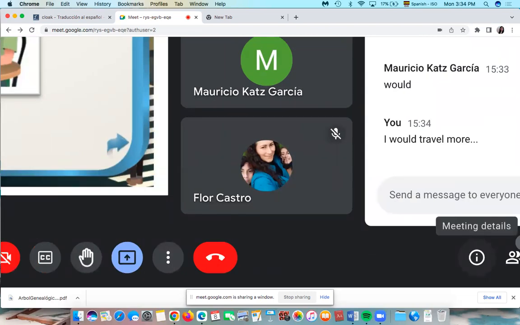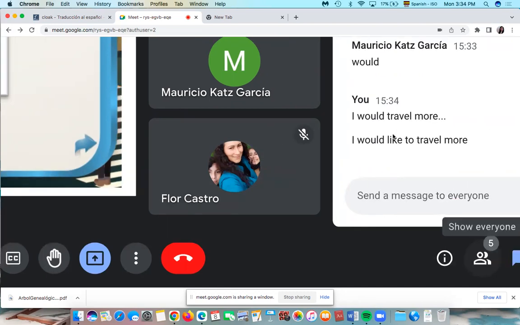O también, I would like to travel more. ¿Sí? Que sería como "me gustaría viajar más". I would like to, me gustaría. En la primera digo, estoy diciendo "viajaría más" y en la segunda diciendo "me gustaría viajar más". Es la terminación -ría de cualquier acción.